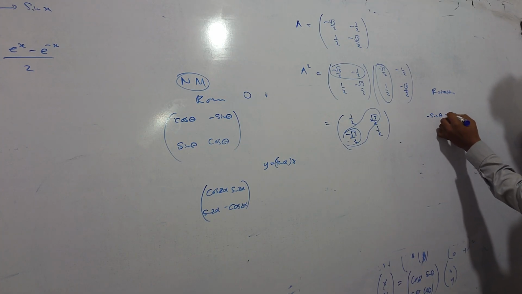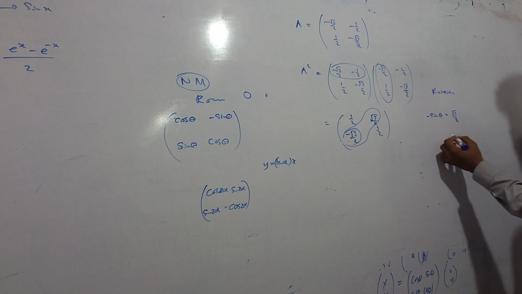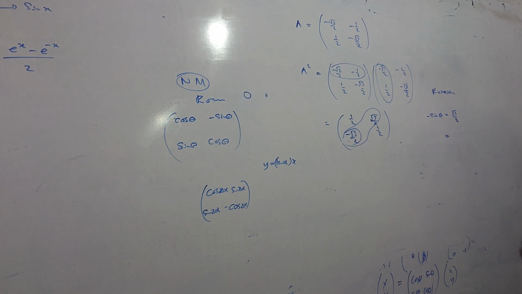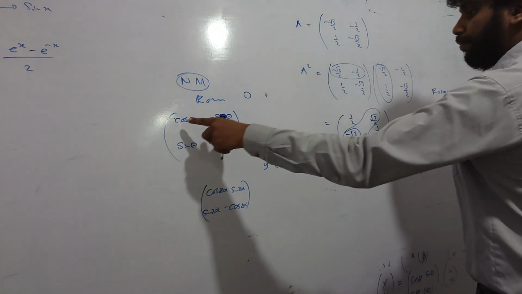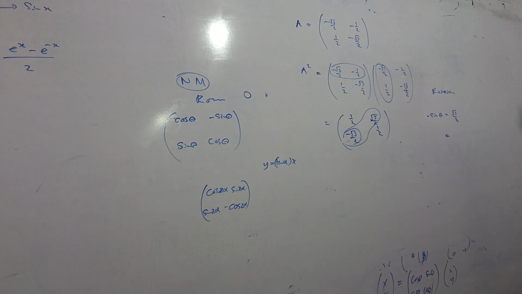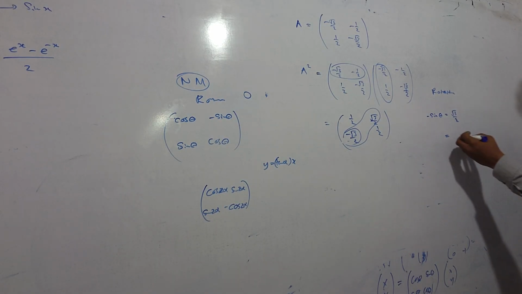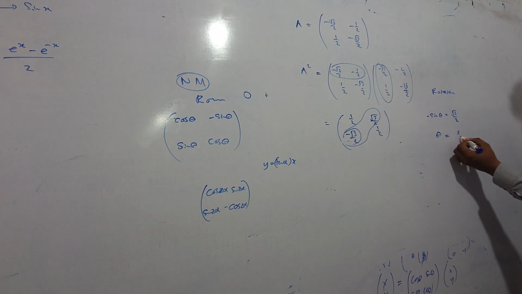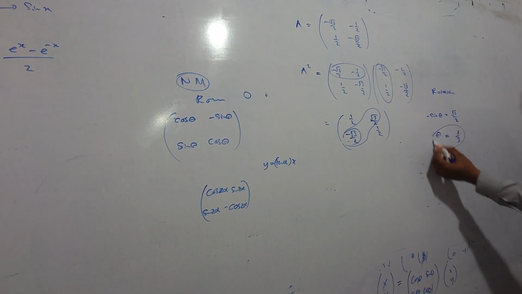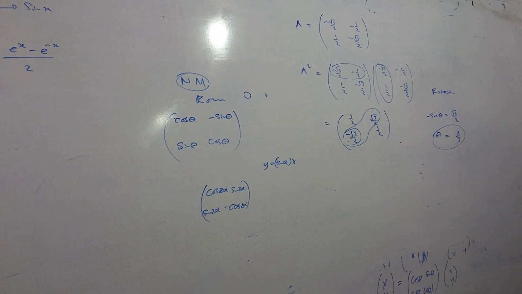Negative sine theta equals square root of 3 over 2. Right? Then cos is positive and sine is negative. Could be in the fourth quadrant. Cos is positive and sine is negative, isn't it? It is in the fourth quadrant. Theta can be negative pi over 3, isn't it? Negative pi over 3. Yeah, it's 2 pi minus pi over 3.